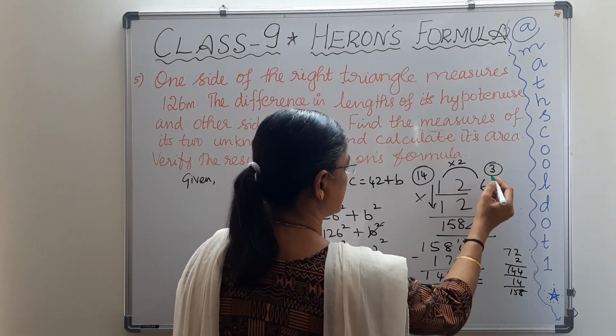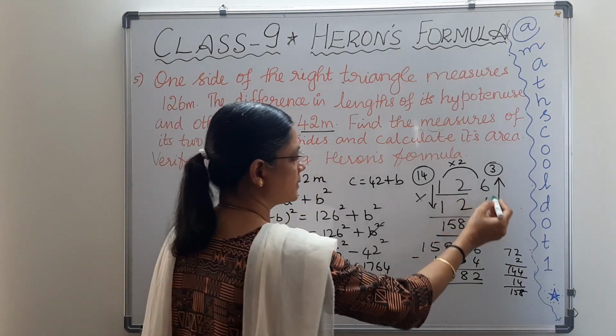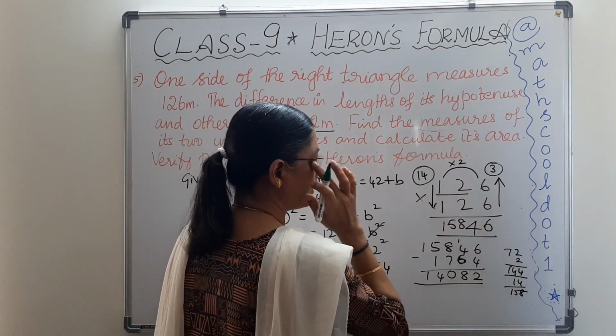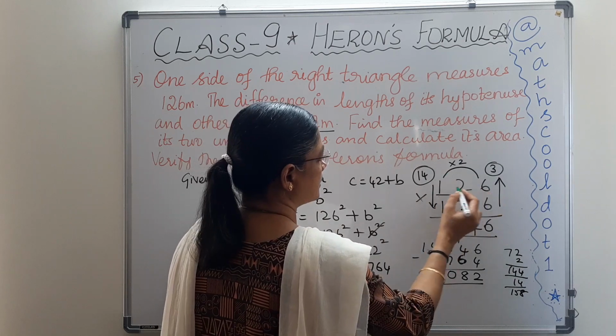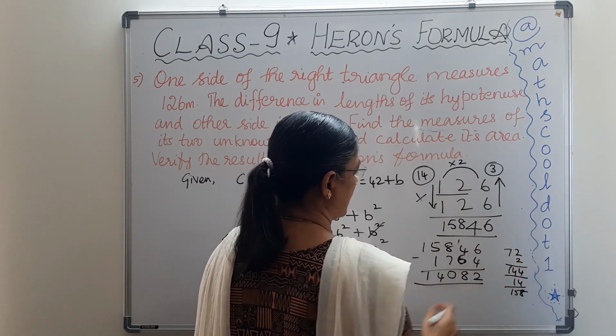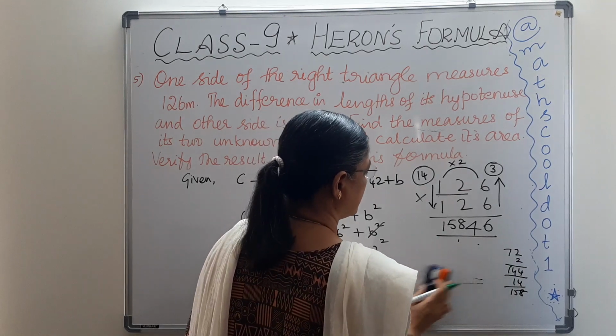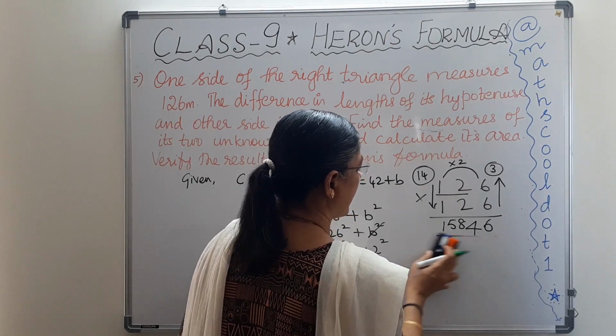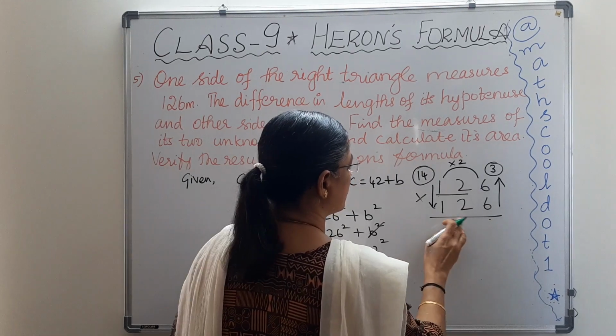36 carry 3. Let me check if I have made some mistakes. 6 6s are 36. Carry 3. And 6 12s are 72. 72 into 2. Yes. See, I've not added the carry over, isn't it? So I made a mistake here.